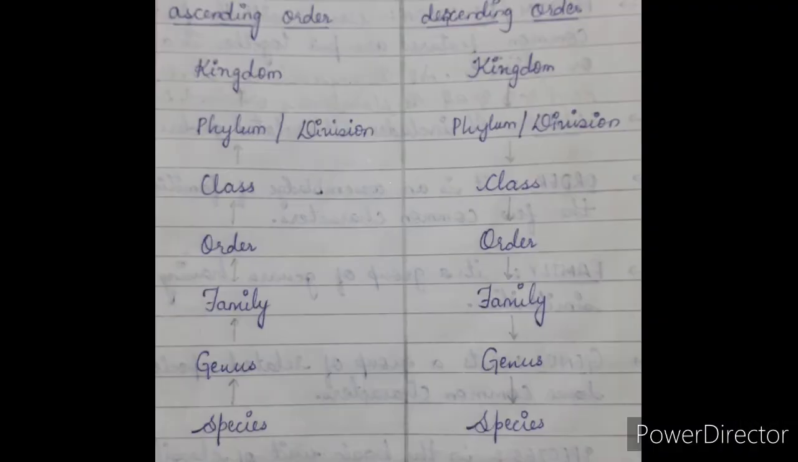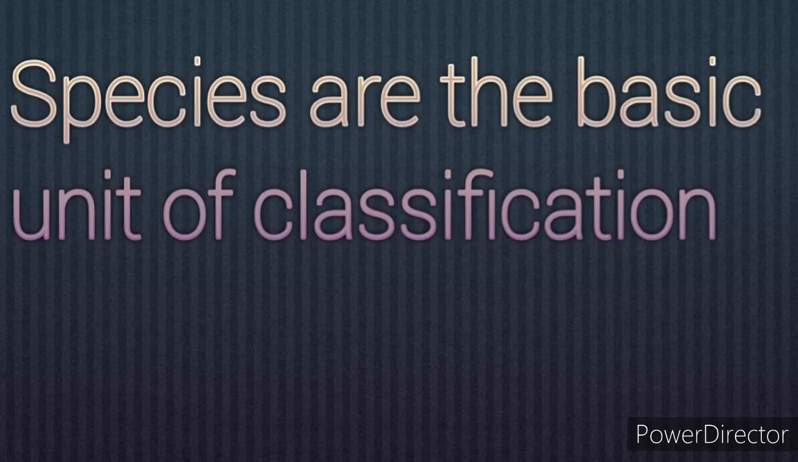Okay. Now we will discuss the ascending order of taxonomic categories, or the hierarchy. In ascending order: species, genus, family, order, class, phylum or division, and kingdom. Then the descending order: kingdom, phylum or division, class, order, family, genus and species. Descending is from higher to lower; ascending is from lower to higher. The basic unit of classification is the species.